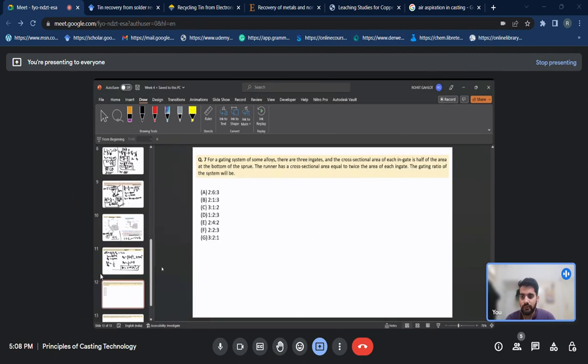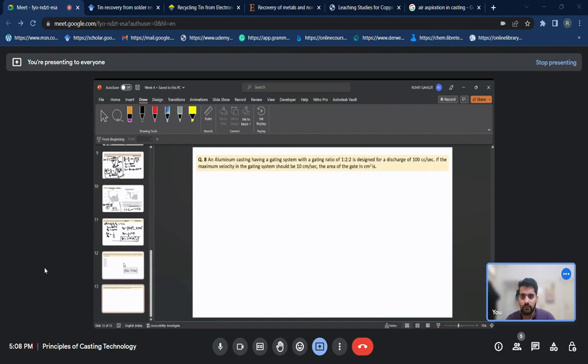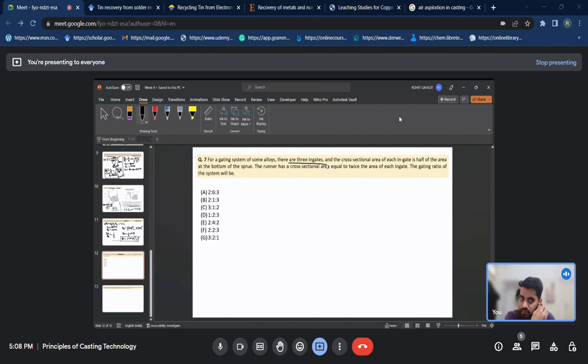If you move to problem number 7, it says for a gating system of some alloys, there are 3 ingates, and the cross-sectional area of each ingate is half of the area at the bottom of the sprue. The runner has a cross-sectional area equal to twice the area of the gate. The gating ratio of the system will be. These are the options. Can anyone tell me what will be the answer?